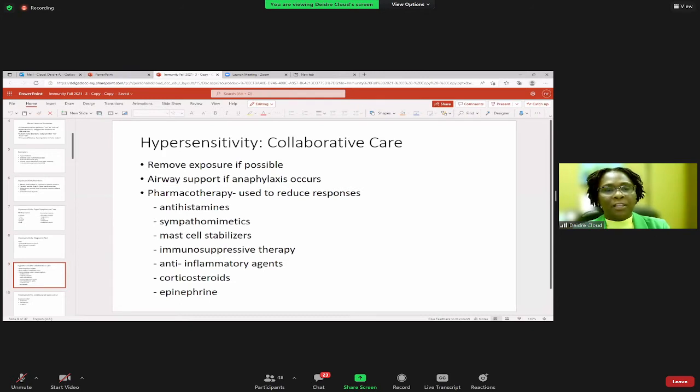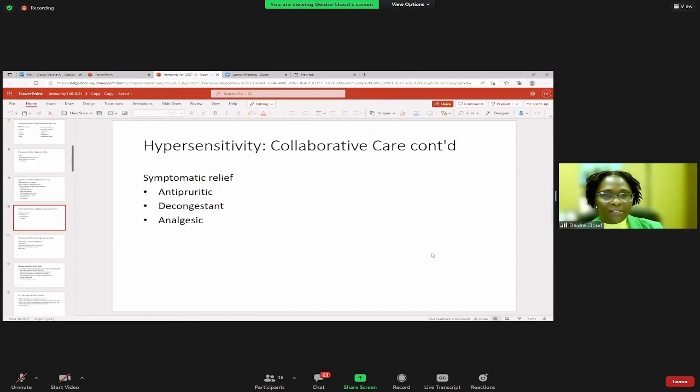Antihistamines, epinephrine, we did teaching on that. Again, you provide symptomatic relief: for itching, you give Benadryl; a decongestant if they have rhinorrhea. Whatever their problem is, we just treat the problem.